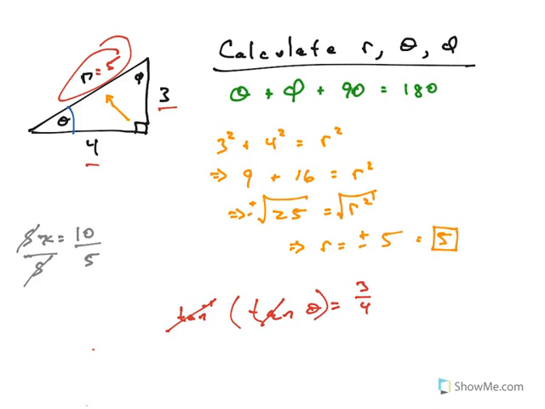But whatever you do on the left, you have to do the same on the right. So we have to do inverse tangent on the 3 over 4 as well. And so you get the answer. Theta is inverse tan of 3 over 4.